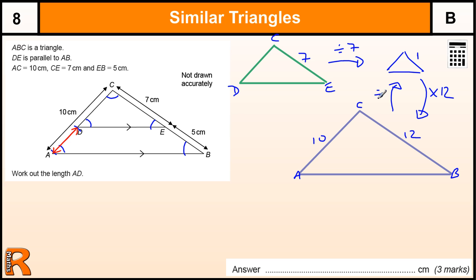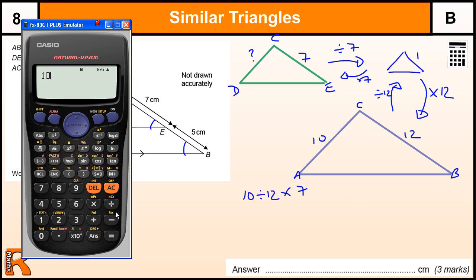We divide by 12, and then we would times by 7 to take it down to 1 and then back up to 7. So we're going from the big one to the small. We want to work out this one. We start with 10, we divide by 12 to take it down to the small triangle, and then multiply back up by 7 to take it up to this triangle. So we've got 10 divided by 12 multiplied by 7 gives us 35 over 6.